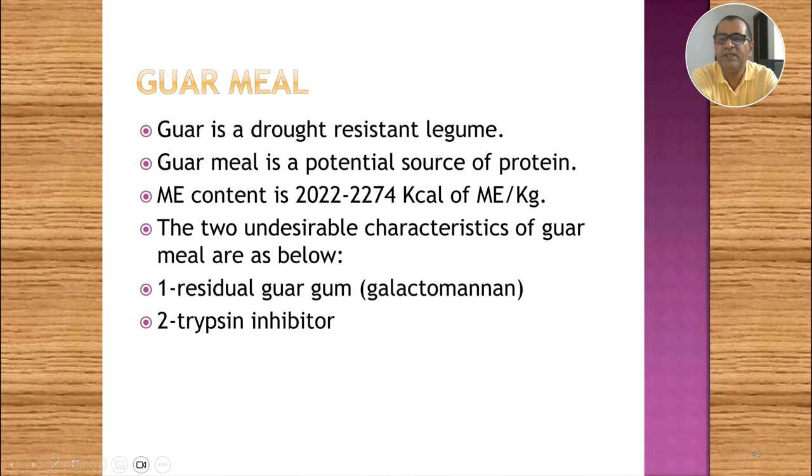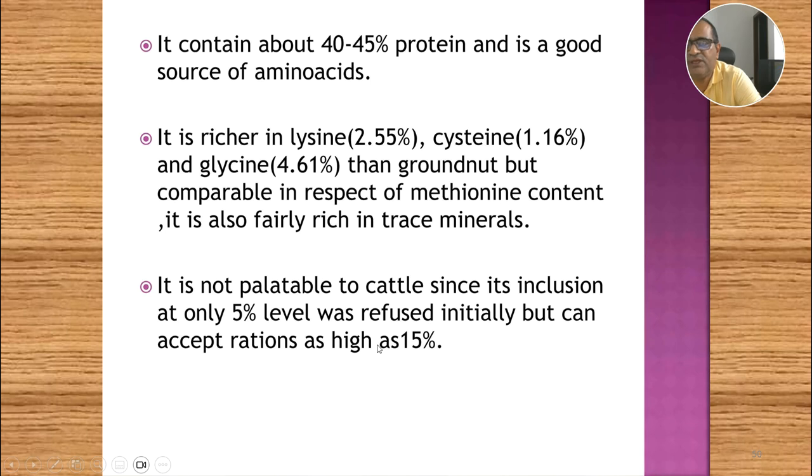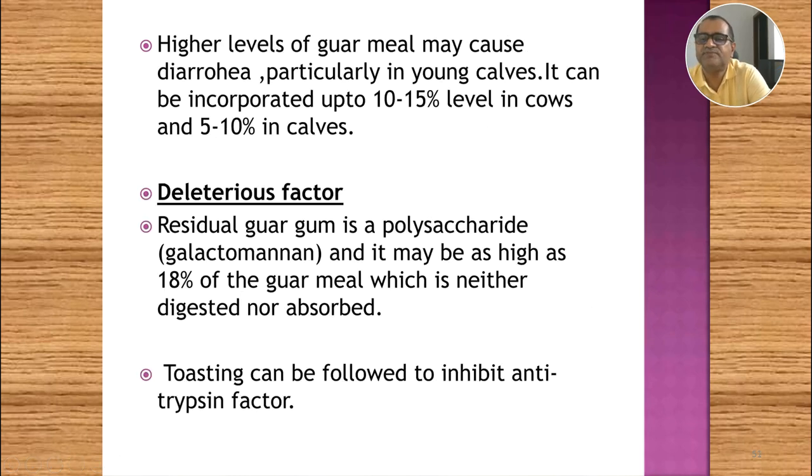Then guar meal is a drought resistant legume, and it is used as one of the unconventional food sources. So it's also a trypsin inhibitor. Hence, it needs to be used carefully. And always the unconventional food should be used very carefully in the cattle feed or any other thing. And if they have got toxic elements, it should be refused always.